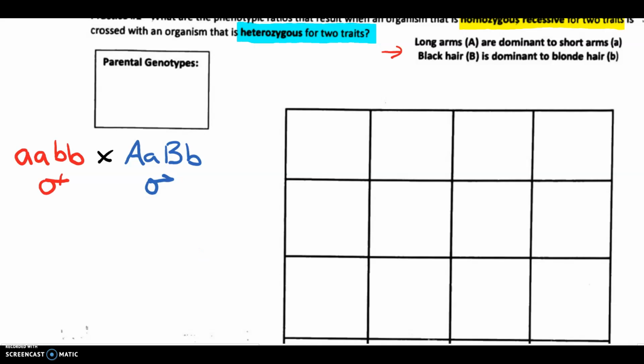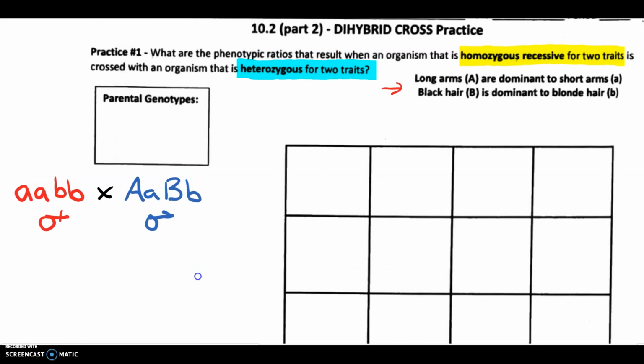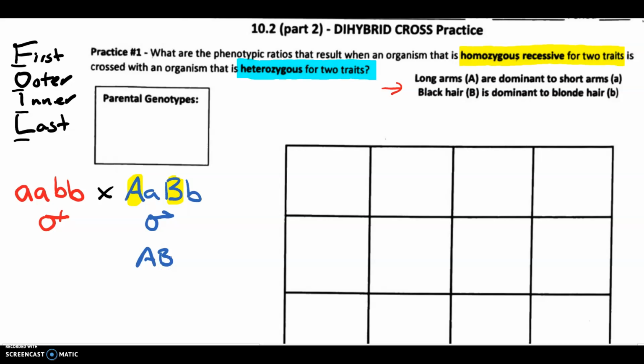And the way we do this is use a method called the FOIL method. With FOIL, it's just like algebra. The F stands for first, the O stands for outer, the I stands for inner, and the L stands for last. So how can we apply that concept to figuring out sex cells? Well, let's do the male sex cells first. The first letters we're going to focus on are the first letter for each trait. That's A and B. So the first sex cell is just that, A, capital B.